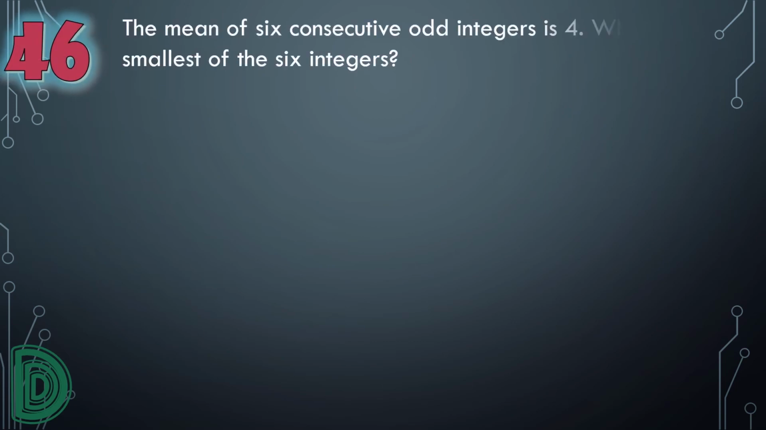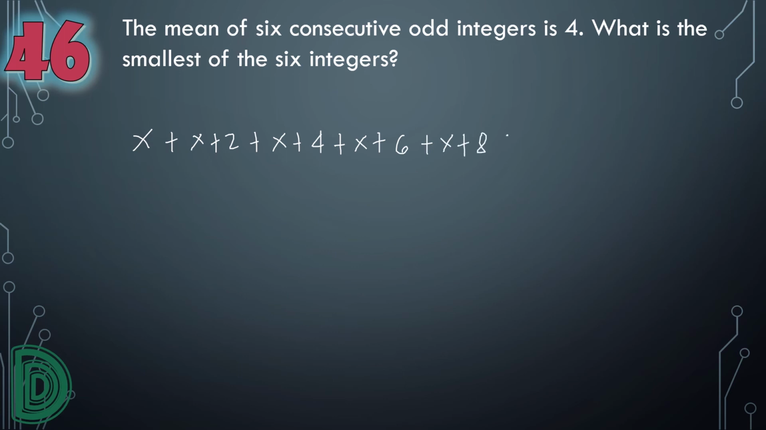Number 46. The mean of 6 consecutive odd integers is 4. What is the smallest of the 6 integers? If we have 6 consecutive odd integers, then if x is the smallest, that will be x plus 2 for the second, x plus 4 for the third, x plus 6 for the fourth, x plus 8 for the fifth, and x plus 10 for the sixth. If we get the mean of these, we will divide the sum by 6, and that is equal to 4.